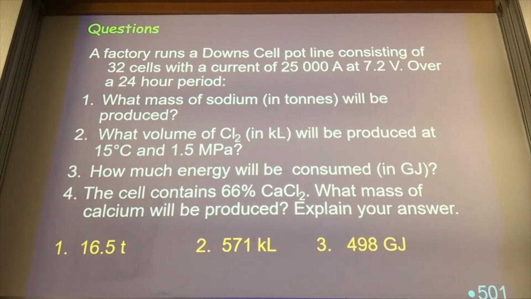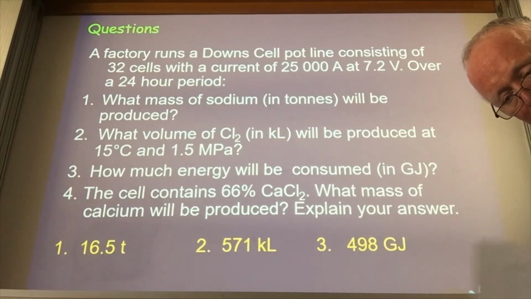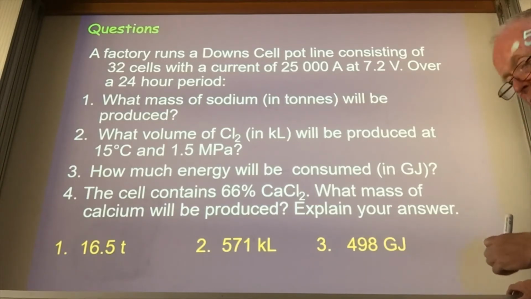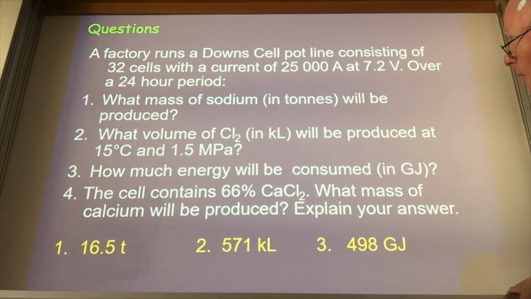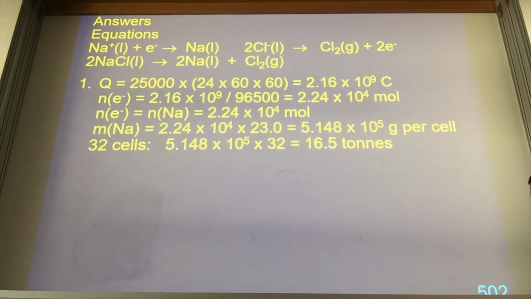So 24 hours, how many seconds in 24 hours? Well, that's going to be 24 times 60 times 60. We've got 25,000 amps times the time in seconds. So 24 hours times 60 minutes in an hour times 60 seconds in a minute. That gives us 2.6 times 10 to the 9 coulombs.